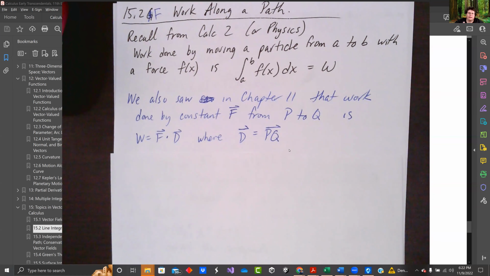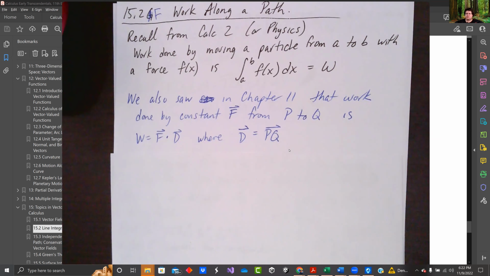Welcome back, everybody. We just got done talking about how we can use the line integrals with respect to individual variables with a vector field. Let's take a look at doing work along a path.